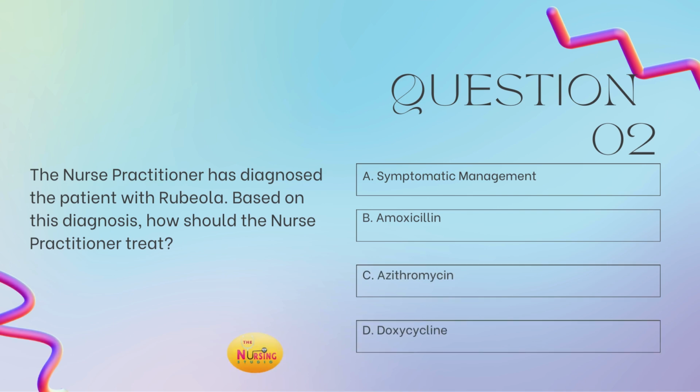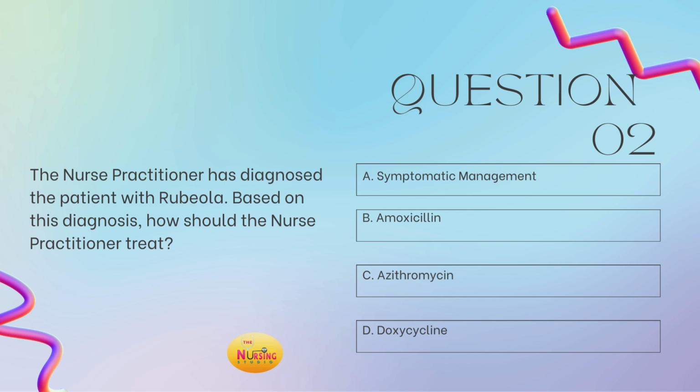All right, question number two. The nurse practitioner has diagnosed the patient with rubeola. Based on this diagnosis, how should the nurse practitioner treat? Is it A, symptomatic management, B, amoxicillin, C, azithromycin, or D, doxycycline? Take a moment and tell me what you got in the comments, you guys.